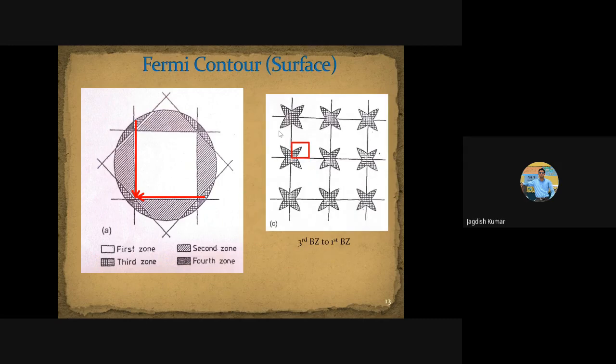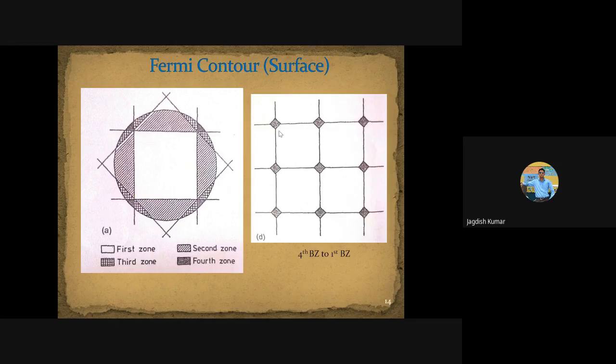Similarly, you can try all the others. Now fourth to first: this is your fourth Brillouin zone. You can try this way also. If you want to bring this portion back, if you take this portion to this point, this will come here.